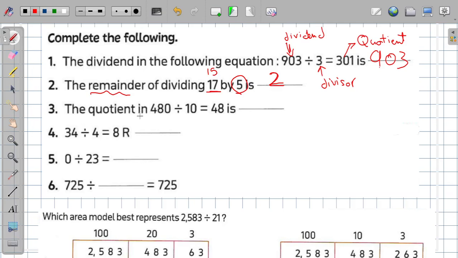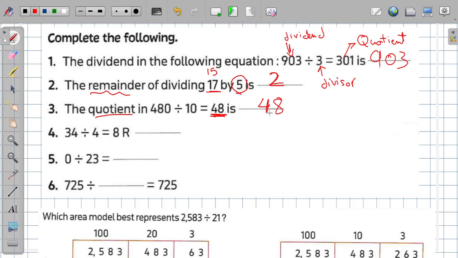The quotient in the operation 480 divided by 10 is 48. I want the quotient. Quotient here means I want the result of the operation. So the result here is 48, so the quotient is 48.